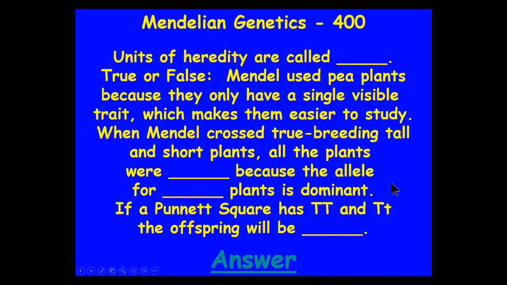All right, units of heredity are called blanks. True or false, Mendel used pea plants because they only have a single visible trait, which makes them easier to study. When Mendel crossed true breeding tall and short plants, all the plants were blank because the allele for blank plants is dominant. If a Punnett square has big T, big T, little t, the offspring will be blank.